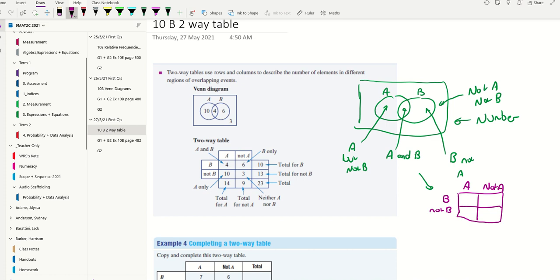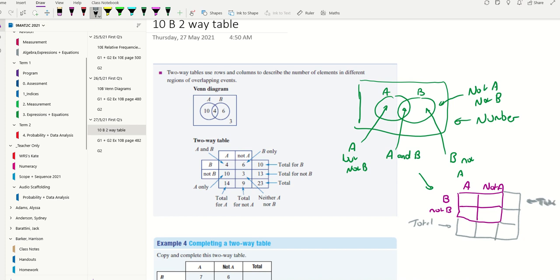Okay, so we can throw our information in there for those. What we're also going to have with this one is some cells around the outside for our totals. These are going to be our totals, these things. And it's going to total the rows and the columns.